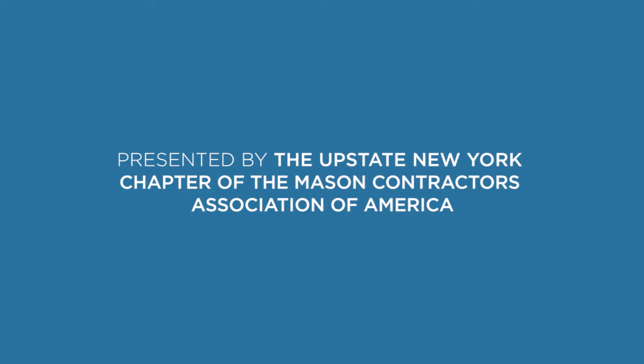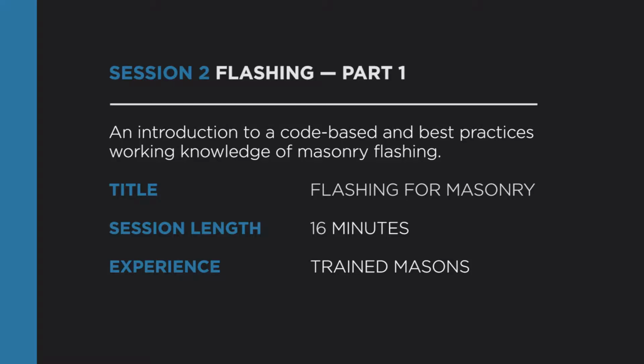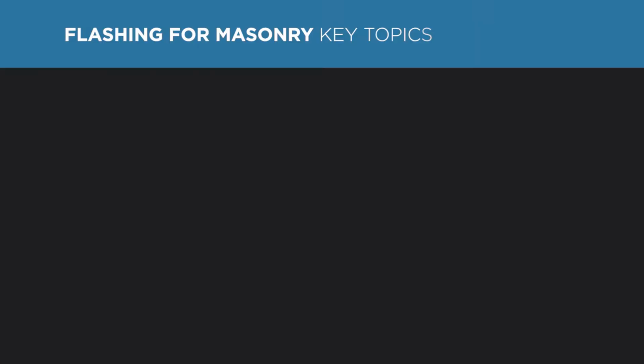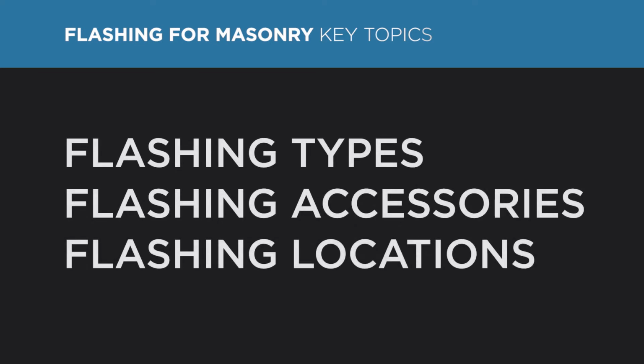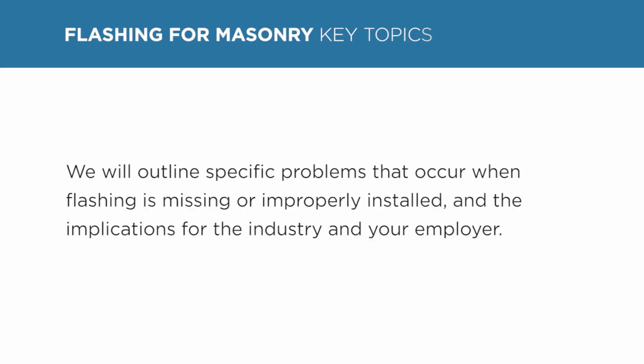The goal of this series of learning modules is to educate you, the Mason, in identifying areas that require flashing, the types of flashing typically used for masonry construction, and general guidelines for proper flashing installation. We will outline specific problems that occur when flashing is missing or improperly installed, and the implications for the industry and your employer.